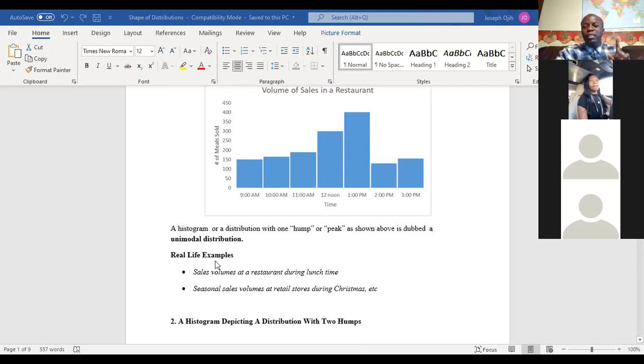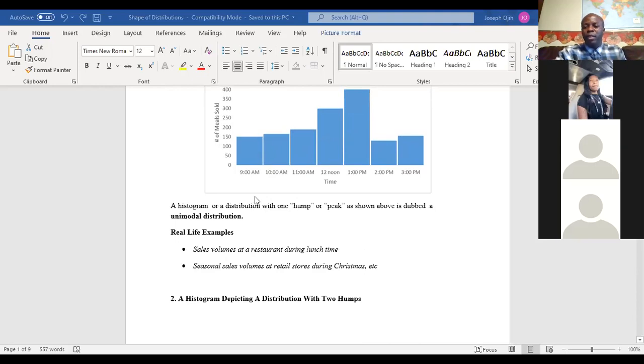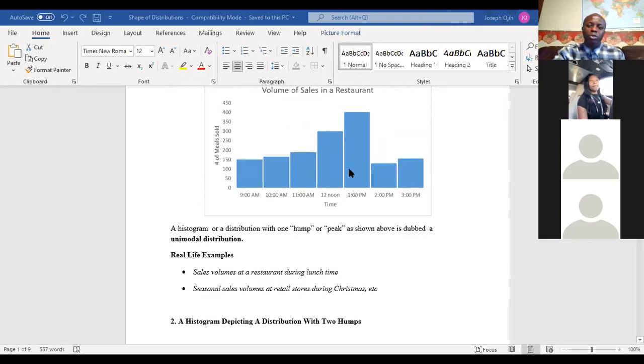So that is a good example with a restaurant like McDonald's sales. How about seasonal sales volume in a retail store during Christmas? A few months before Christmas, the sales might be slow. But once it comes to Christmas, you start to see the stores doing sales, 40% off, 30% off, which will bring in more people to the store to buy. You see the sales shoot up and reach a peak. Then after Christmas day, it starts falling down. So it has one peak or one mode, and we call it a unimodal distribution.